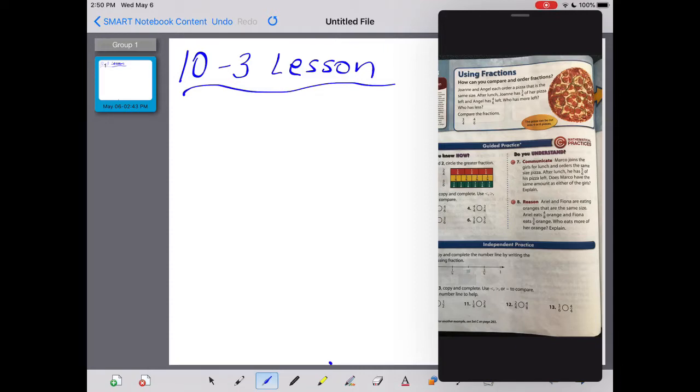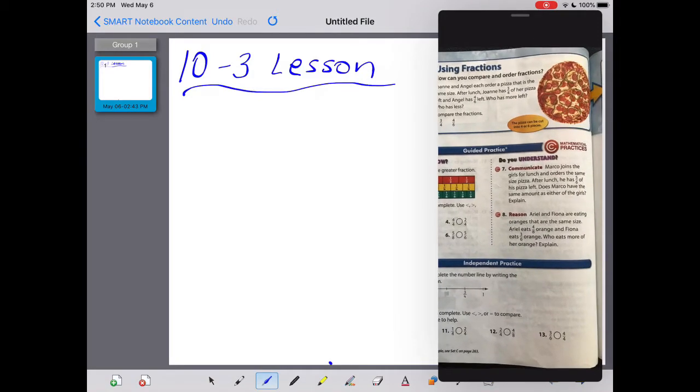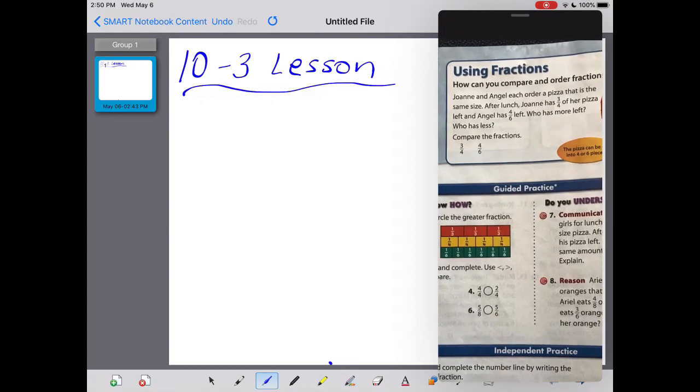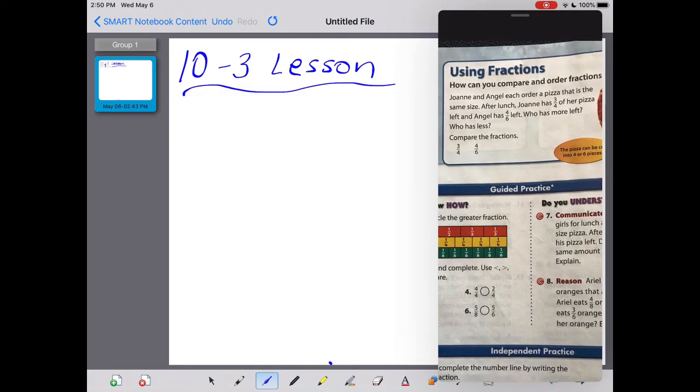It's on page 248. And I got a beautiful picture of a pizza here, which is making me extremely hungry at the moment. I'm going to try to ignore that. So let's take a look at this.